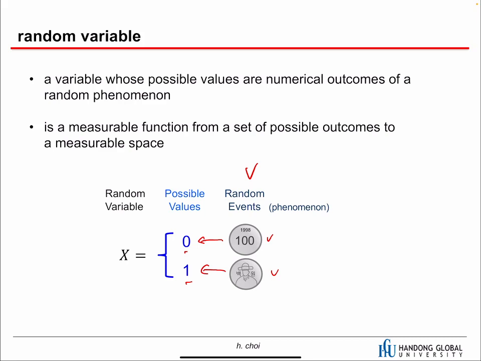So it is a variable, and at the same time it is a function. As you can see here, from this we have a mapping like this. It's a measurable function from a set of possible outcomes to a measurable space. So this is the random variable x, and this is the event or outcome, and this is the values for the random variable.